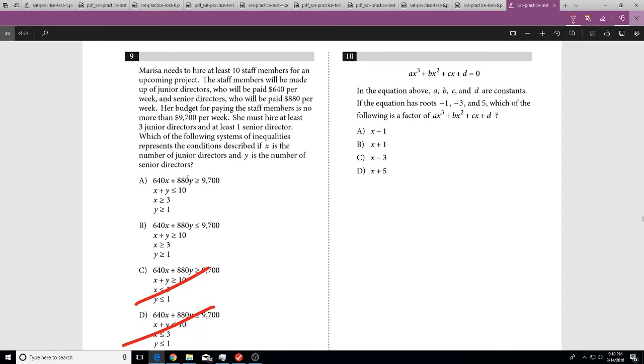Well, you could say there's 2 things wrong. You could say if you need to hire at least 10 staff members, well, that means X plus Y, the number of staff you hire, needs to be greater than or equal to 10. You could have also said if her budget for paying the staff members is no more than $9,700 per week, that means I cannot spend more than this. Well, right here, this is saying that I'm spending more than $9,700. So either way, this one's wrong, so it must be B.